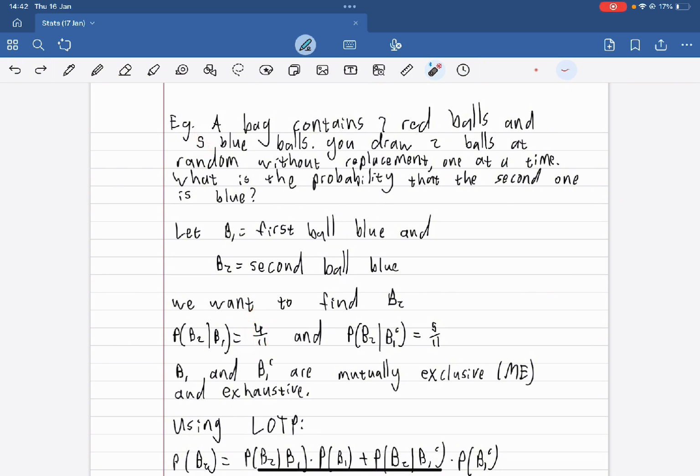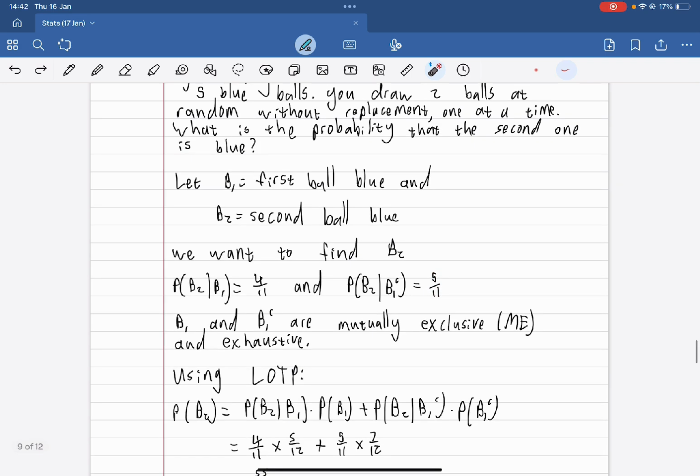Now we're going to look at B2 given B1 complement, so given that the first one was not blue. If the first one was not blue, that means it was red, so we drew a red one on our first draw. That means there are 6 red and still 5 blue, so the probability is 5 out of 11. Now we have these conditional probabilities.